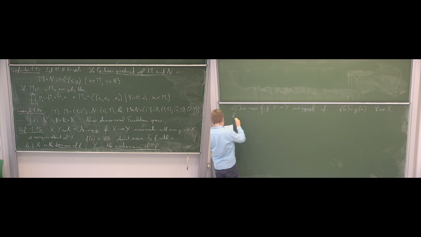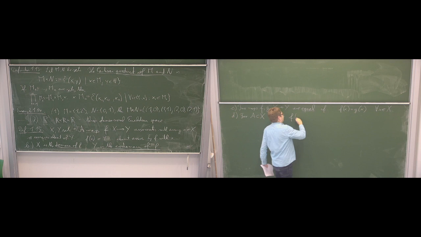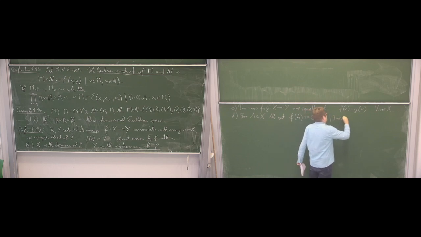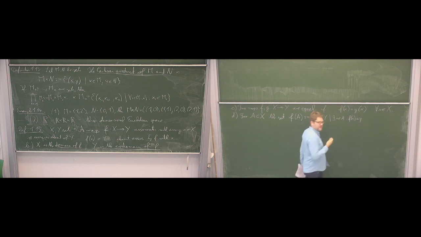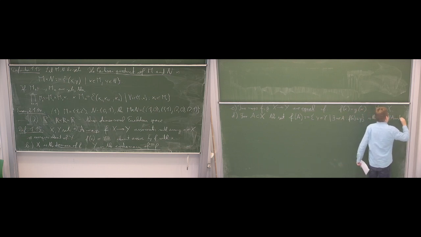Definition. For a subset A of X, the following set f of A is supposed to denote all the points in Y such that there exists an x in A such that f of x is y, so x is mapped to y under f, we also say. This is a subset of Y, of course. This is called the image of A under f.